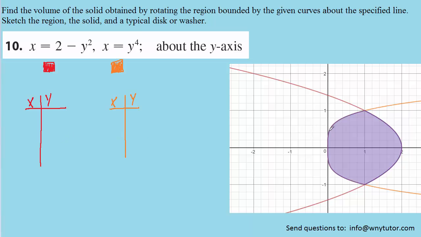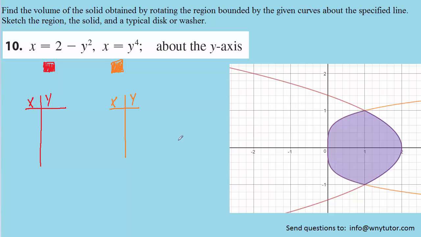So here is the sketch of those two curves. We've color-coded them, so the graph of x equals 2 minus y squared is portrayed in red, as you can see by this sideways parabola. And then the graph of x equals y to the fourth is portrayed in orange, which is also a sideways opening curve, though it's not a parabola per se.